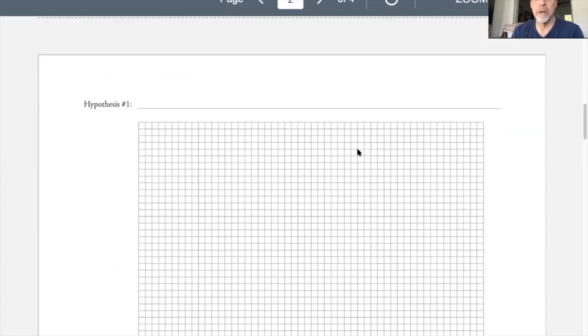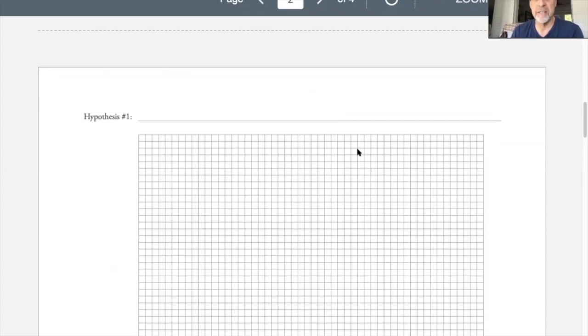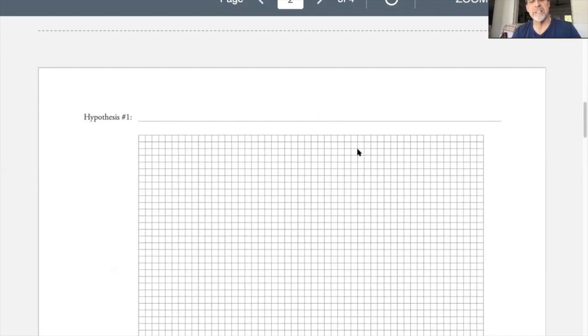And now we're going to come over here and make a hypothesis. What's a hypothesis? A hypothesis is a testable question. So your hypothesis might be something like, Pikas like to live where it's hot.